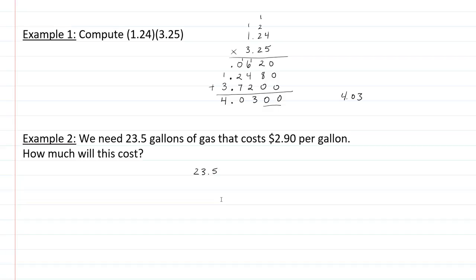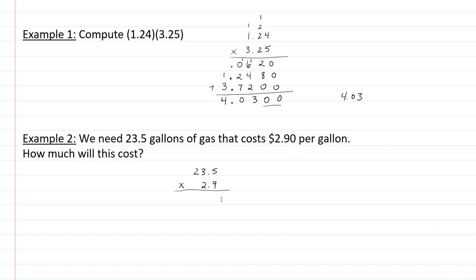23.5 times, make sure to get the place value correctly. So this is 2.9. Careful. We want the ones place and the ones place in this number to match up. It would be a mistake to put the 2 here. So then again, we multiply this like normal.